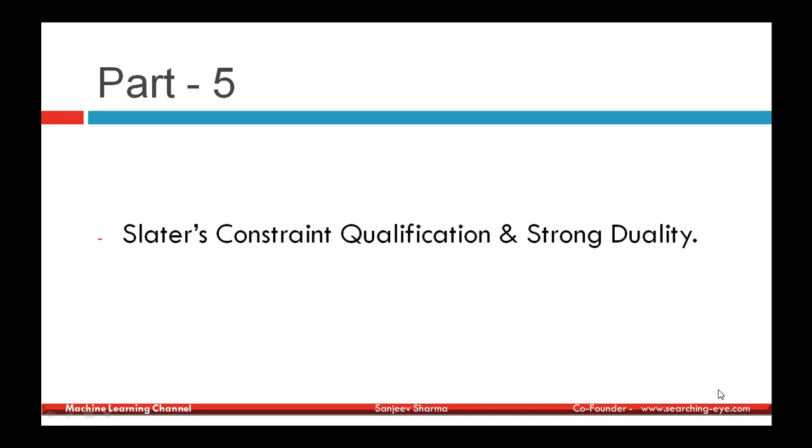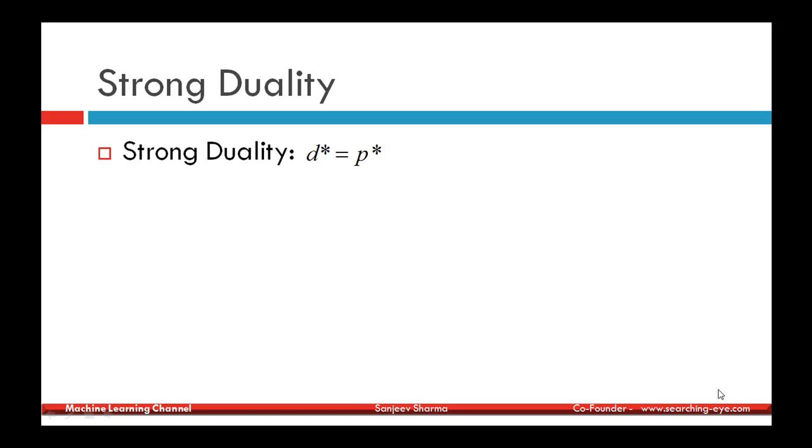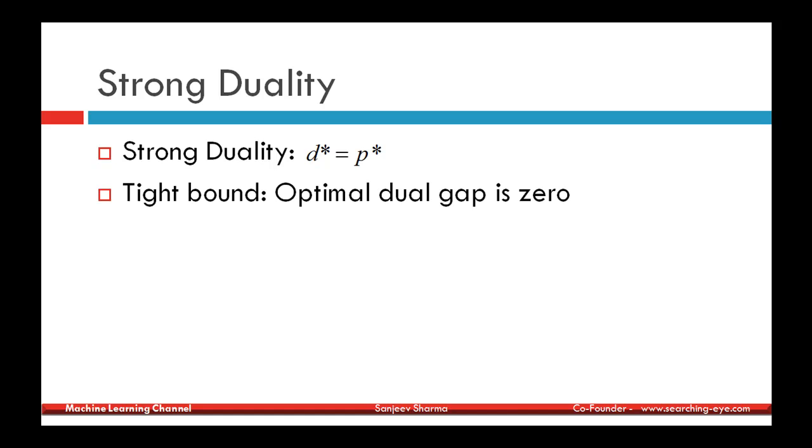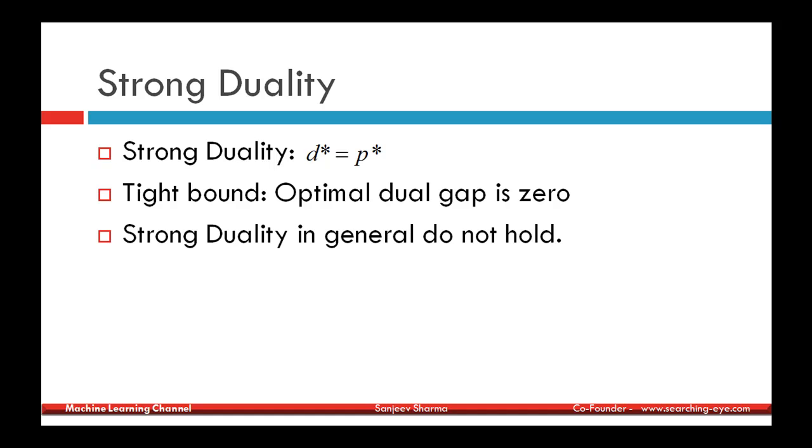So the fifth part of this lecture discusses the Slater's constraint qualification and the condition of strong duality. So we know that the condition of weak duality states that d star is less than or equal to p star, and when the equality holds, that is d star is equal to p star, we say that strong duality holds. This is a condition of strong duality. And we say that the bound is tight, that is the optimal dual gap is 0, that is the optimal value of the dual problem is exactly equal to the optimal value of the primal problem, and therefore the bound is tight, and we say that strong duality holds.